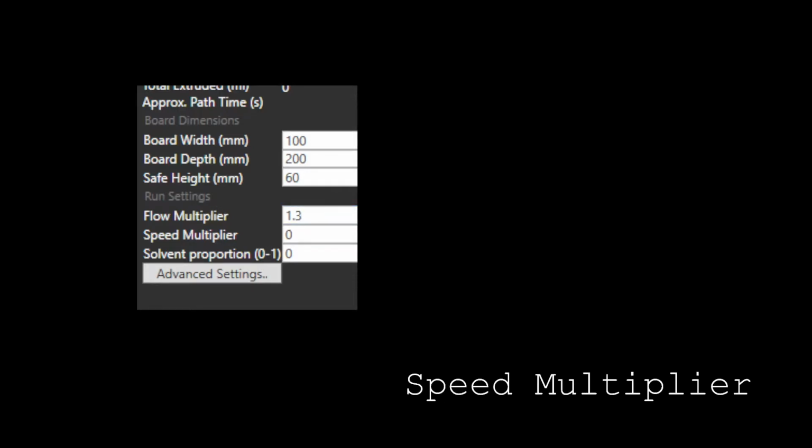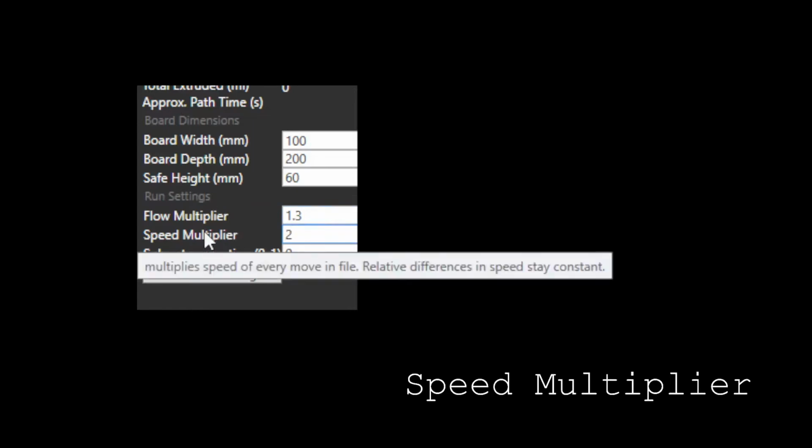To change the speed of the overall path of all the boards, use the Speed Multiplier. Highlight the number next to Speed Multiplier, type in the desired amount, and hit Enter to save. Hover over Speed Multiplier to learn more about what it does. Multiply speed of every move-in file. Relative differences in speed stay constant.